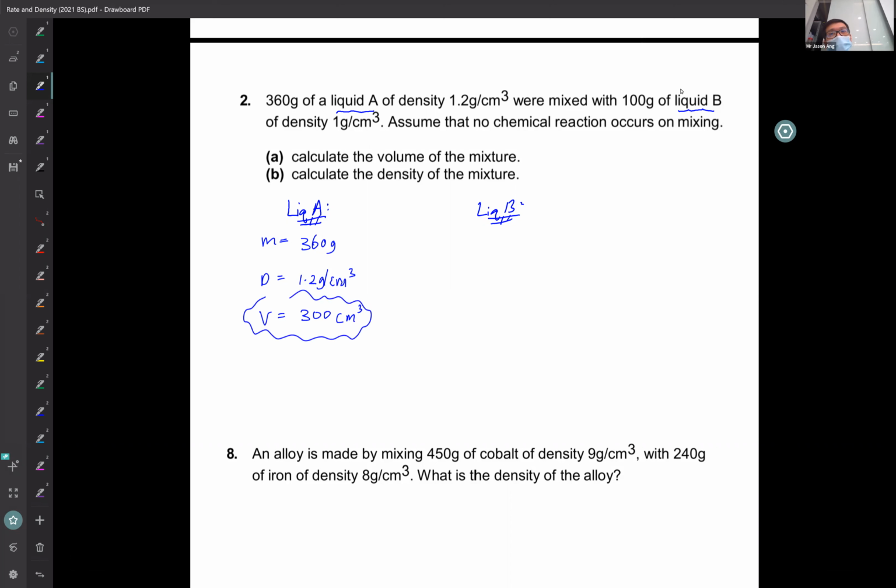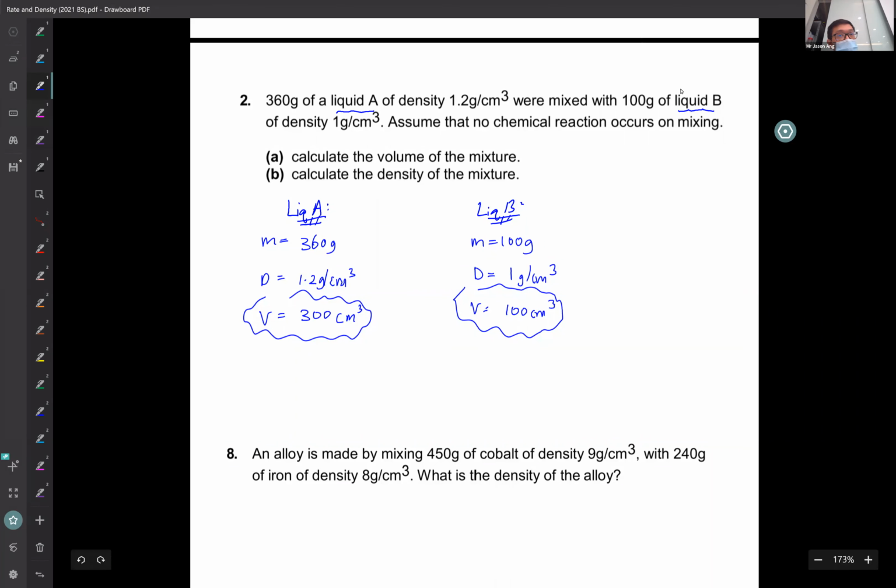Okay, again for liquid B, I'm going to list out all the things I know about liquid B. I know the mass, I know the density. Then from here, I can find the volume using the formula. The volume will be 100 cm cube. Is this okay so far? This one should be okay.